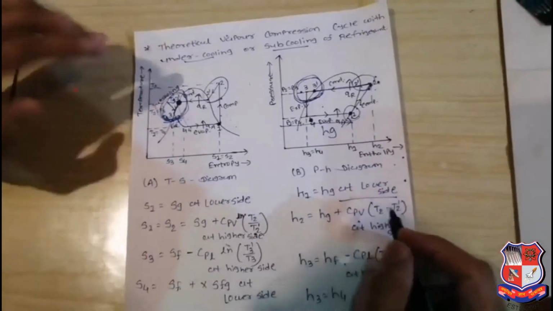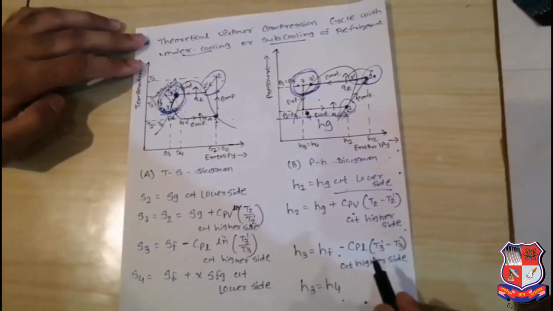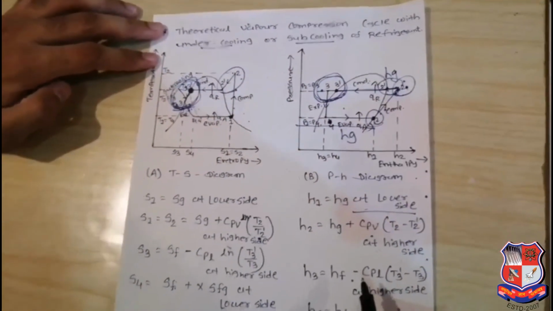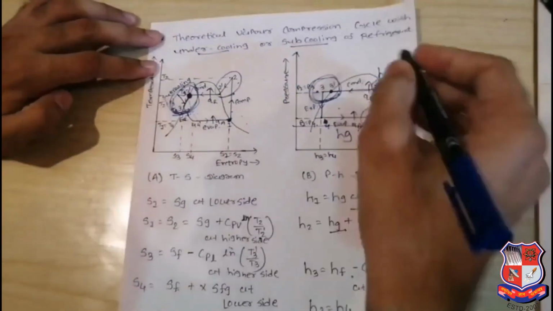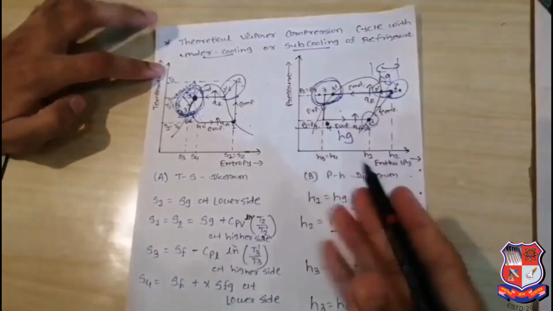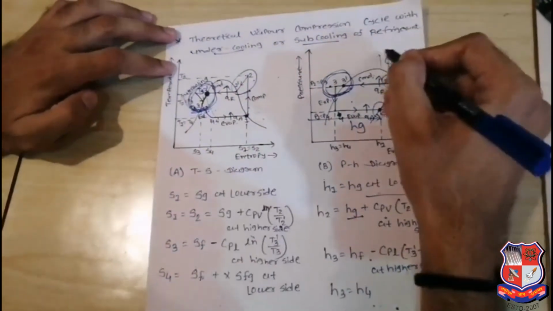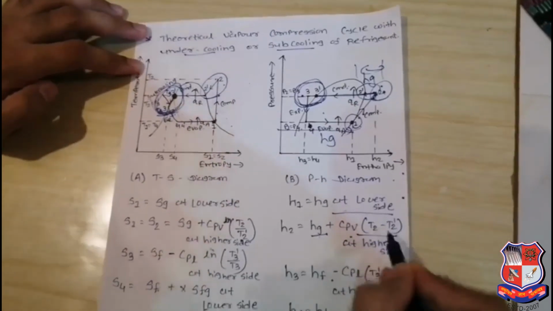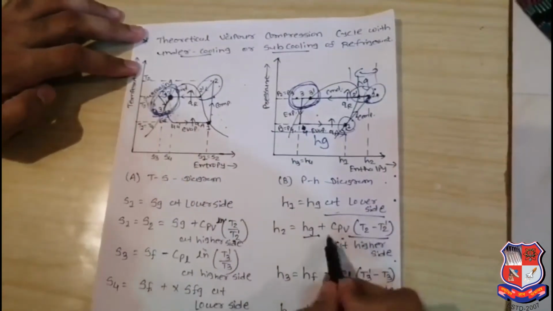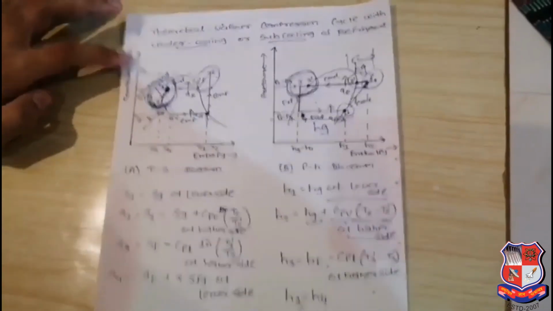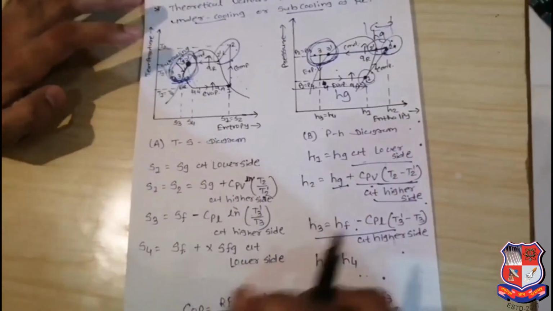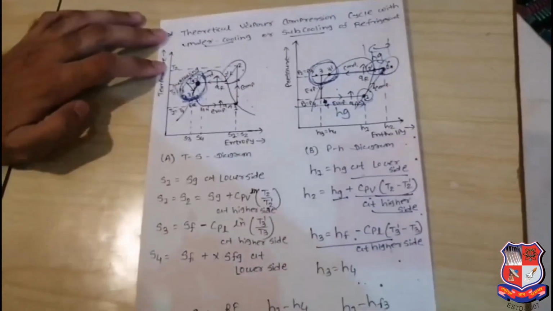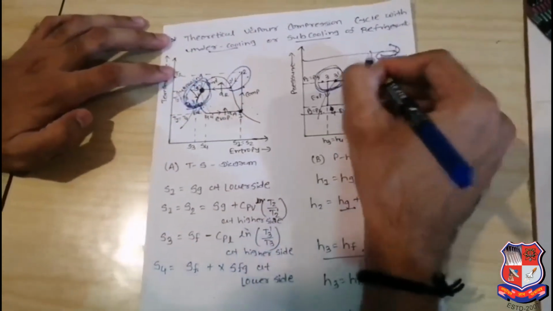Now H2, how is it considered? Up to the 2 dash point it is Hg, but it is on the higher side. Then for the remaining distance, as I already told you, it is the specific heat of the vapor times the temperature difference, maximum minus minimum. You can see here H2 is equal to Hg plus CPV times (T2 minus T2 dash) at the higher side. Now the most important condition: how to determine the subcooling. If you consider superheating, we are going in this direction, so at that time the sign is positive.